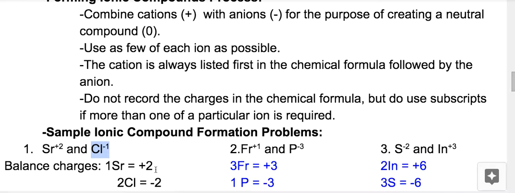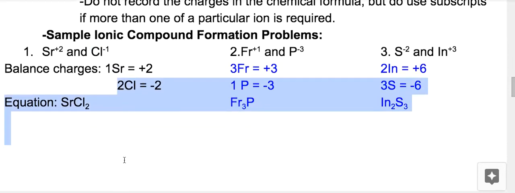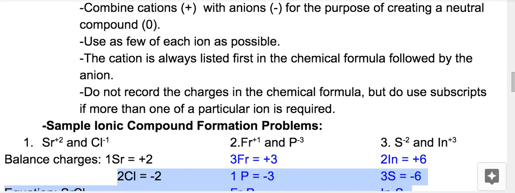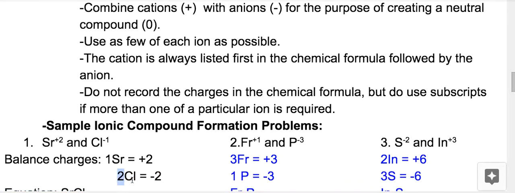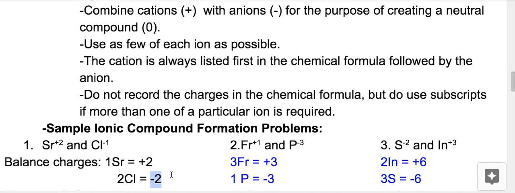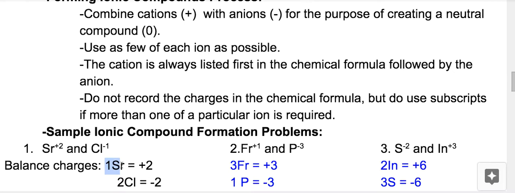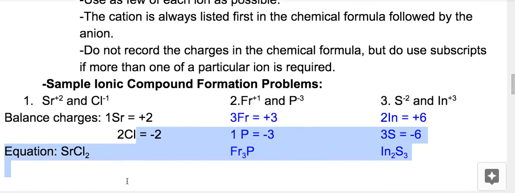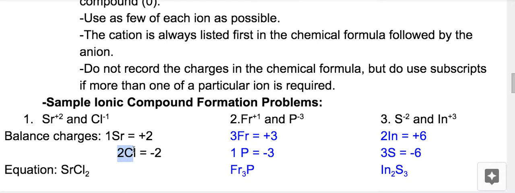So how do I get 1 to turn into 2? I have to multiply. So what do I multiply by? I multiply by 2. So here I am, I've got 2 chlorine. So 2 times -1, because I'm talking about chlorine, gives me -2. So that means that I know I'm going to need 1 strontium ion and 2 chloride ions. So that's how I make my equation.